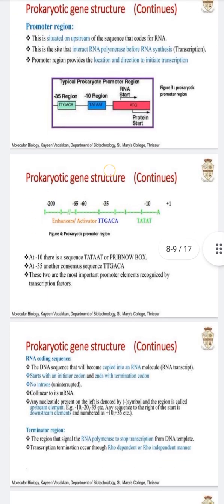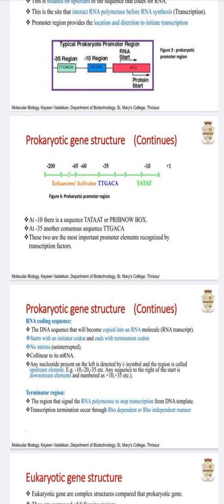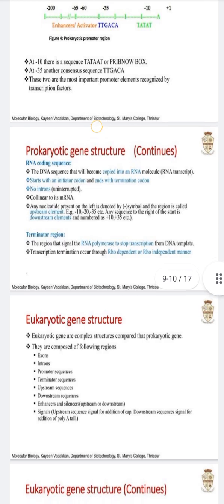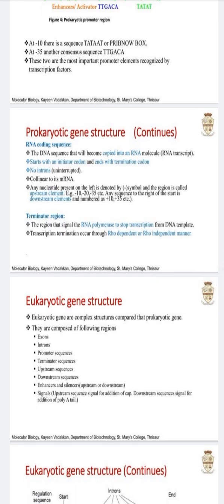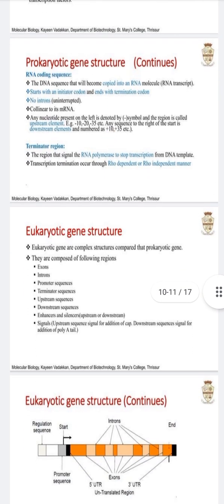This is the process at the TATA box, TATAAT, and you have the -10 sequence and the -35 sequence, which recognize these factors. The RNA coding sequence is processed and copied as RNA. That is what they code. So they will be ready to be used as RNA. They have a starting and an ending.